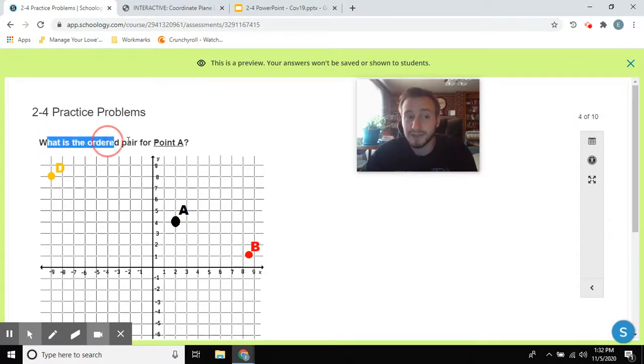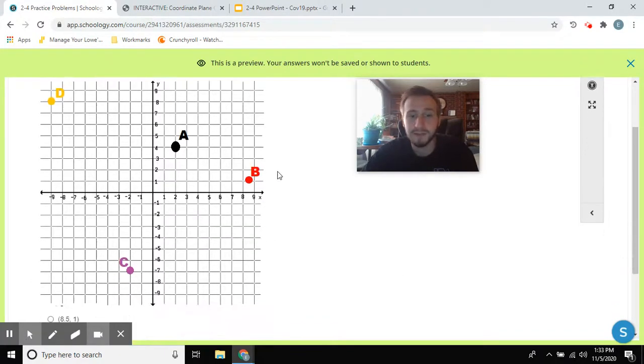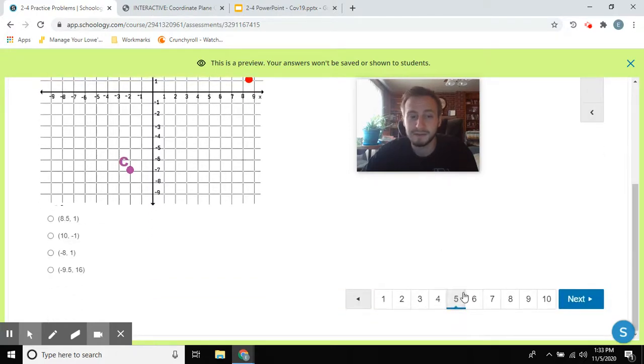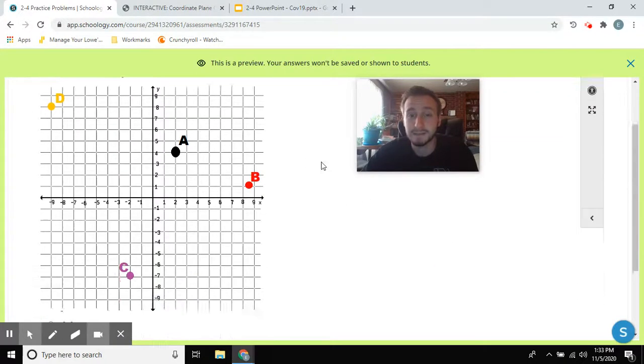So this one's a little bit different. It says, what is the ordered pair for point A? So here's point A. What is the ordered pair for it? So it's right here. And you would choose the correct ordered pair. Same thing with 5. Tell me what B is. Now, if you look, this is what I mean by there's a fraction involved. If this is 8 and this is 9, what is B? You're going to tell me point C. Number 7 is asking what's point D.